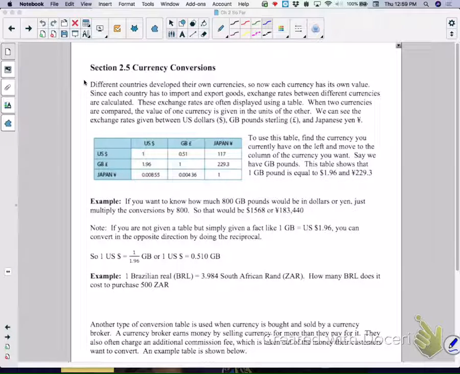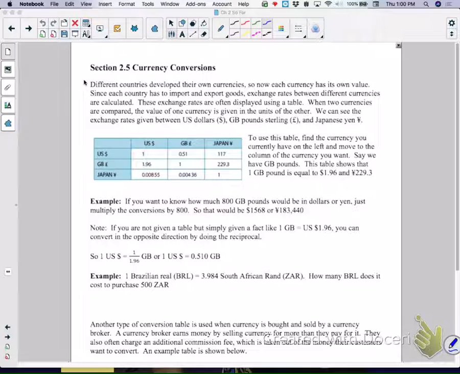All right, so section 2.5, this is currency conversions. One thing I thought was neat about this section was just hearing what some of the different currencies are called and seeing some of the different symbols. You might look at this section in your book. There's some pictures. I don't remember which book, because I looked at several of them. Maybe even just Google some of the different currencies to see what they look like.